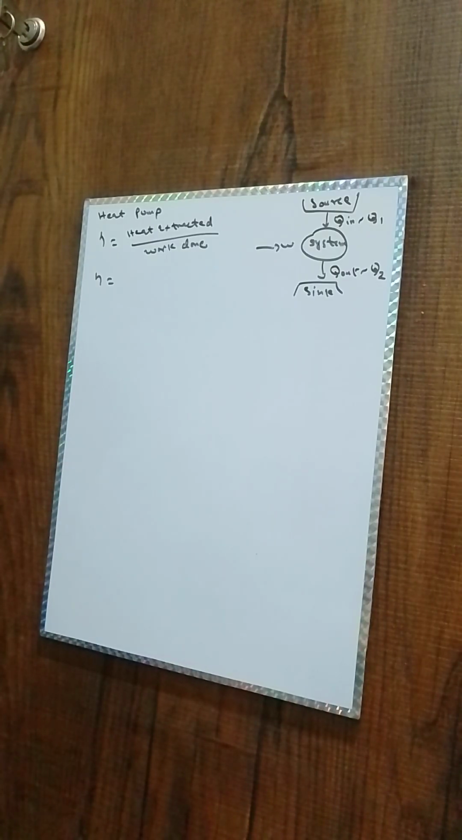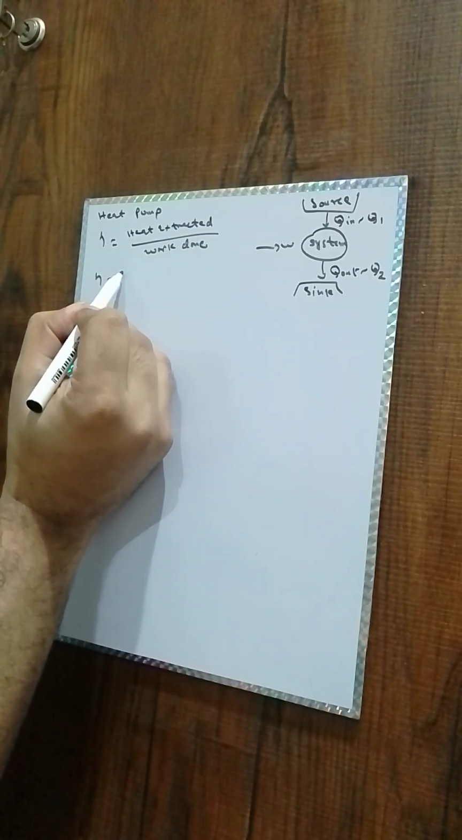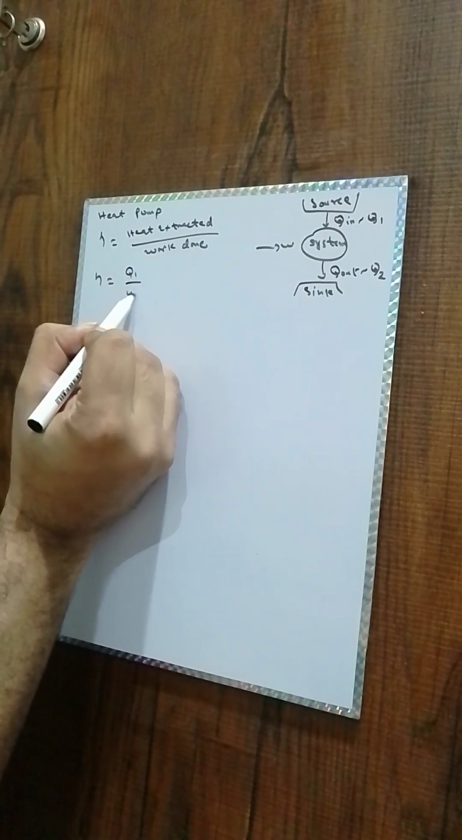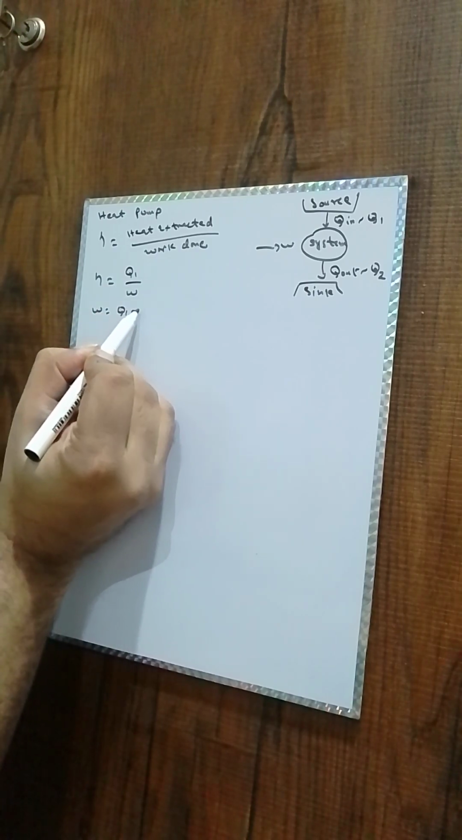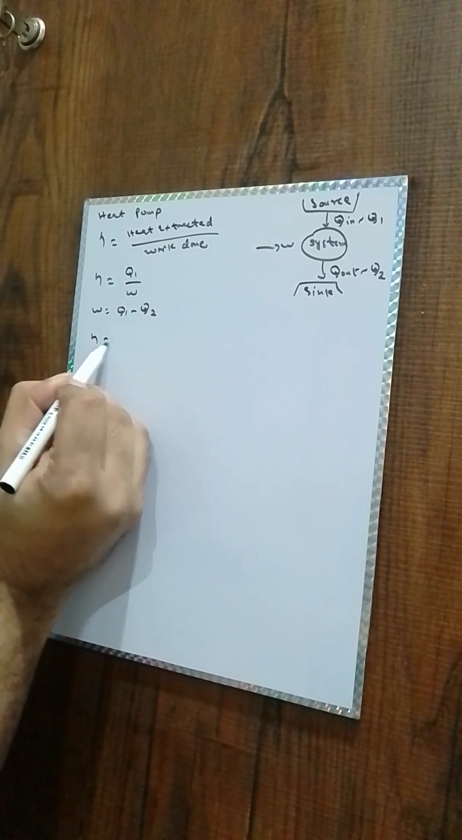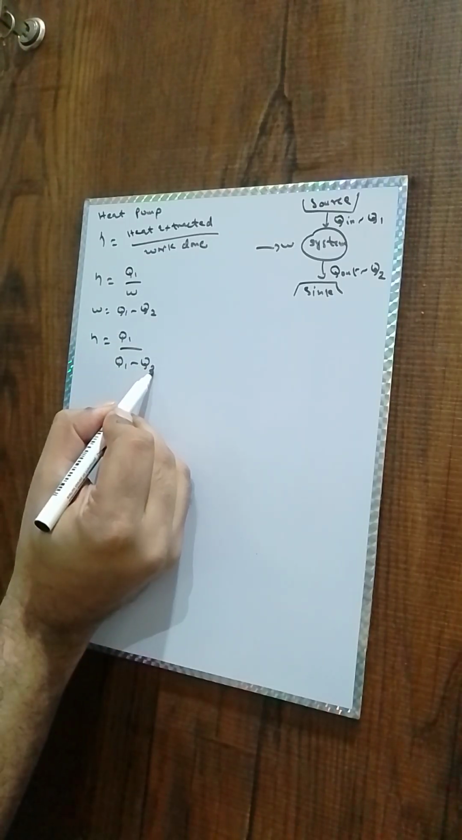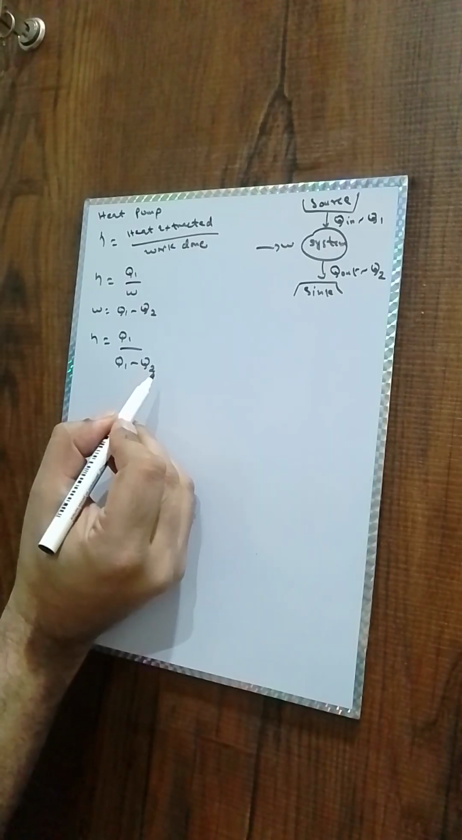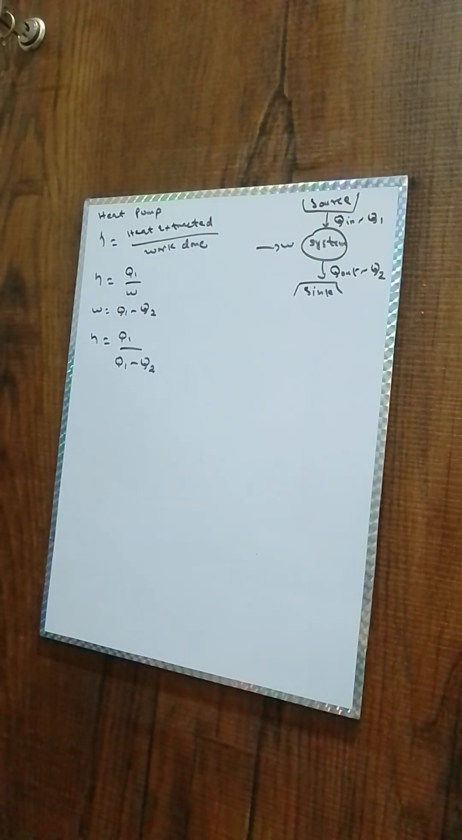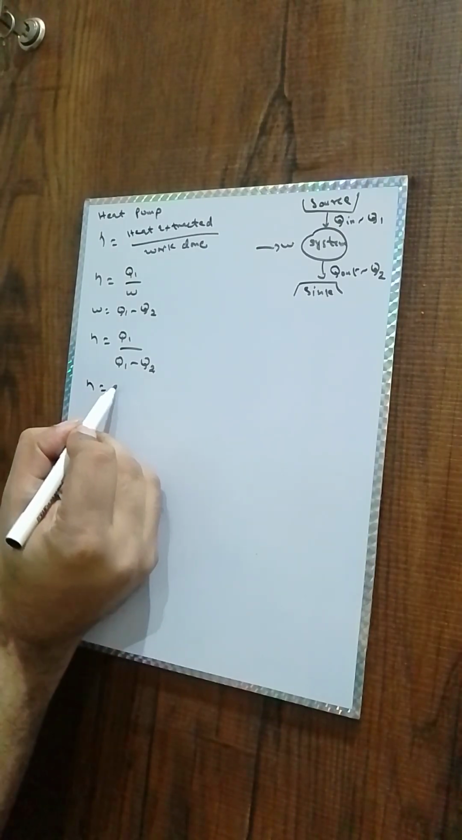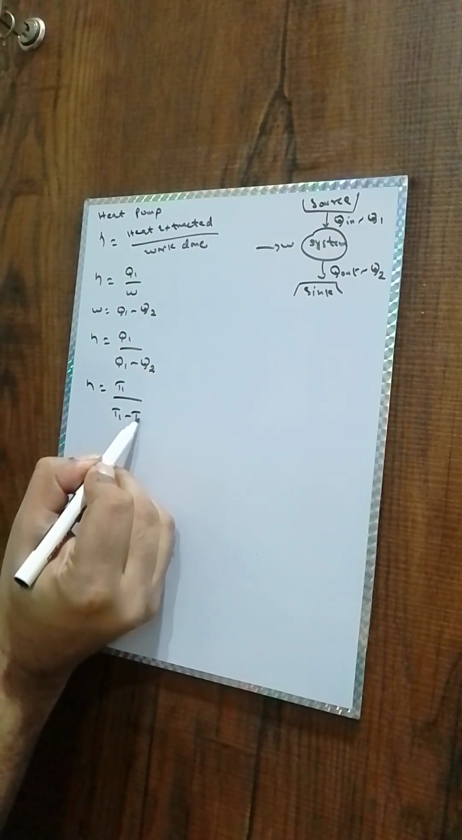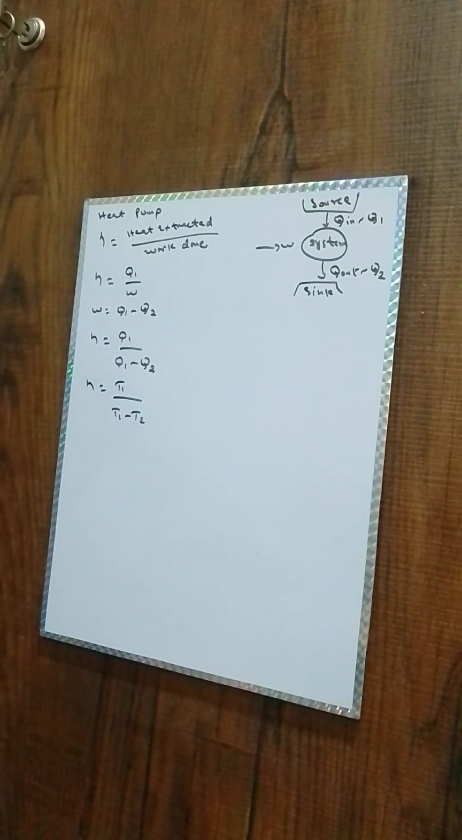Okay, so a bit of a correction and explanation of the concept. And eta is equal to Q1 by W, and W is equal to Q1 minus Q2, and eta is equal to Q1 by Q1 minus Q2. And in terms of T, the temperature, the efficiency would be T1 by T1 minus T2. Yes.